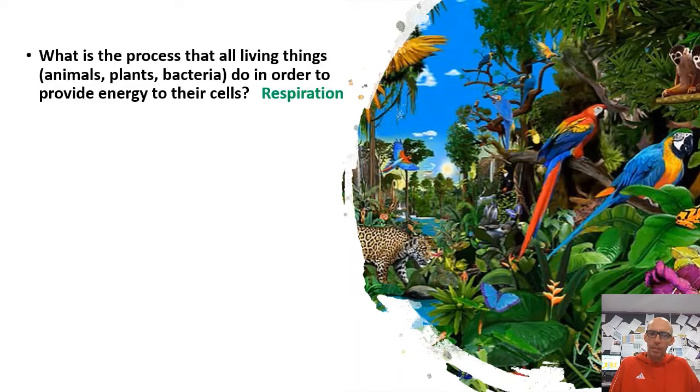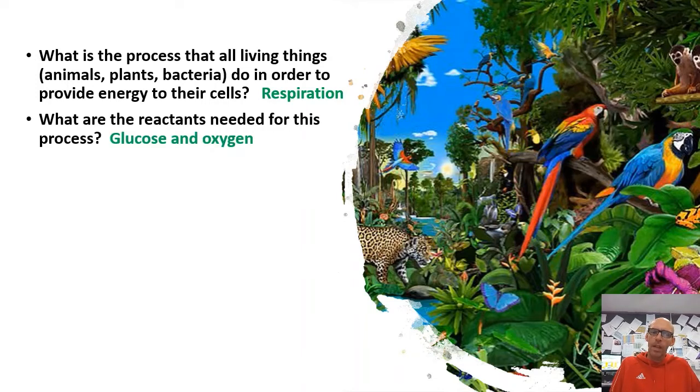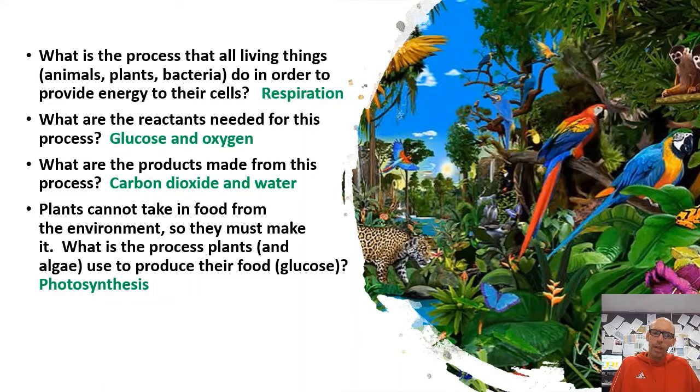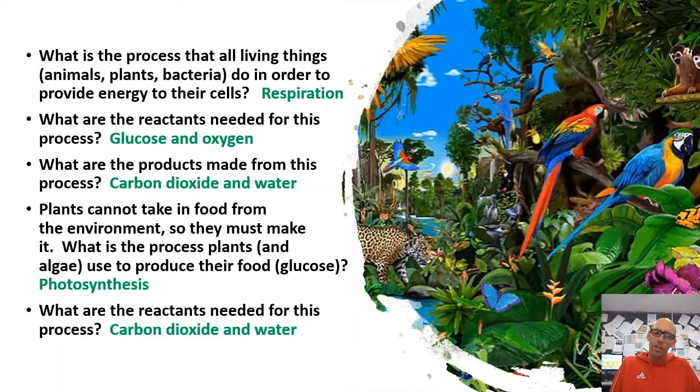And obviously the answers are, the process that all living things do is respiration. That's how we get the energy. What do we need for that? We need glucose and oxygen. What do we make? We make carbon dioxide and water. Plants do photosynthesis, and for that they need carbon dioxide and water. So, real clear link.